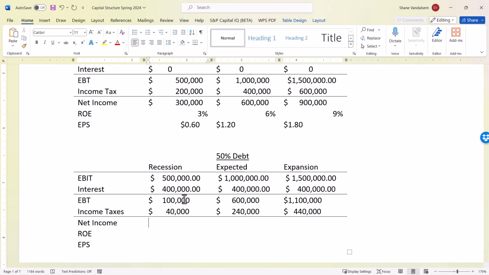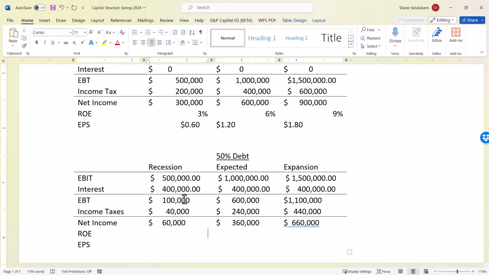The net income then is the difference between the earnings before taxes and the income taxes. So it'd be $60,000 here, $360,000 in our second scenario. And then finally in our last scenario, it would be $660,000, the 1.1 million minus the $440,000. So with our proposed amount of debt, we would repurchase 200,000 shares, so there'd be 300,000 shares outstanding.